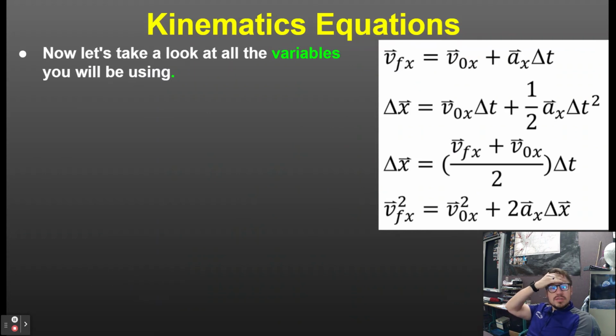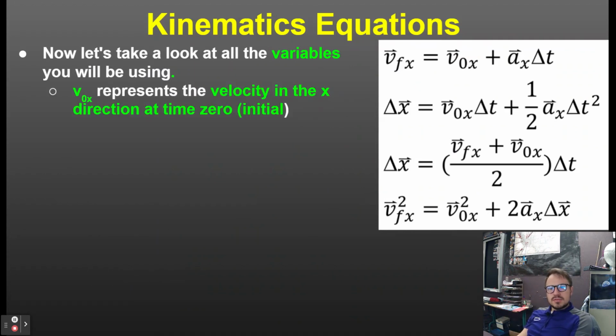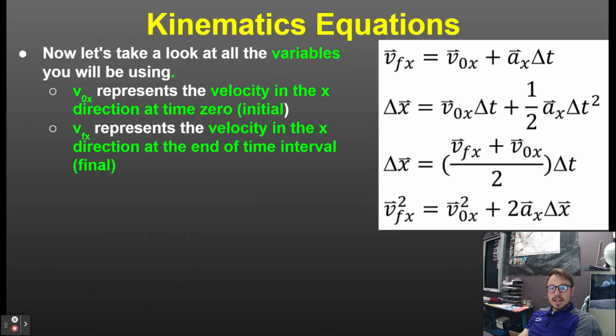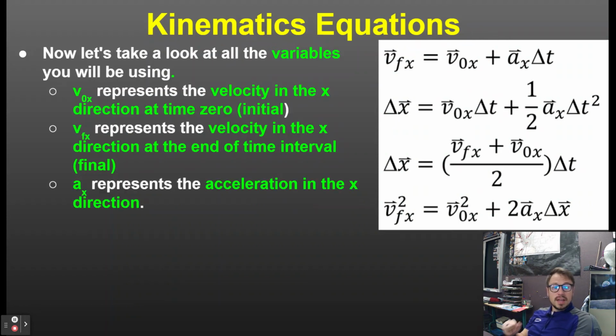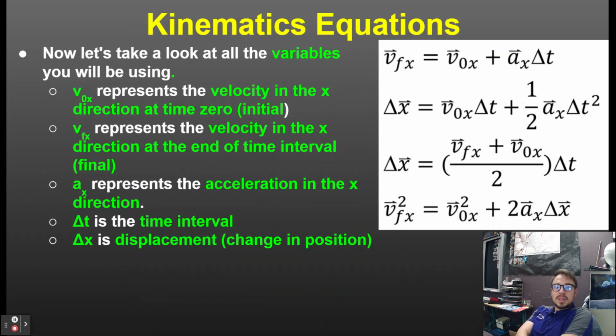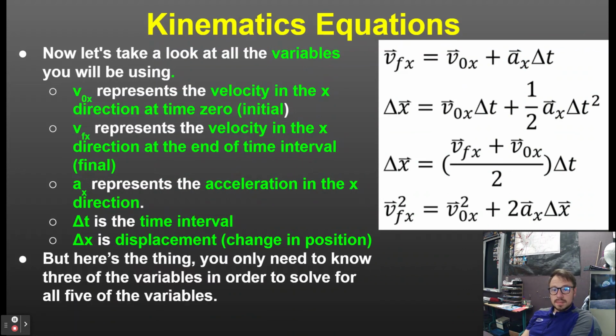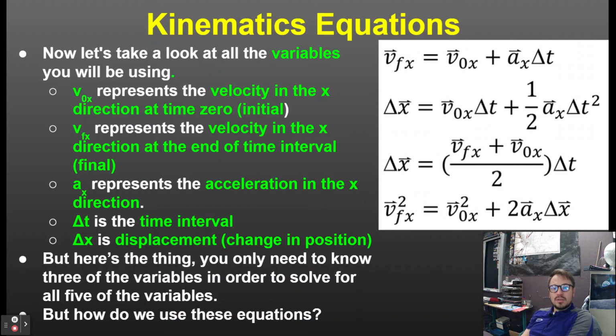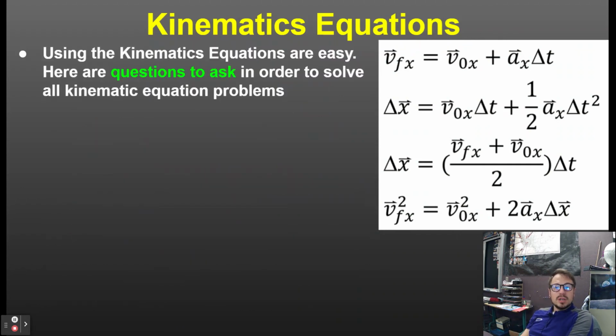So these are the variables. We went over some of them: v0x is the velocity in the x direction at the initial time, at time 0. Vfx represents the velocity in the x direction at the end of the time interval, or the final velocity. Ax represents the acceleration in the x direction. Delta t is the time interval over which this motion takes place. Delta x is the displacement, or change in position. Now, here's the thing. You only need to know 3 of the variables in order to solve for all 5 variables.